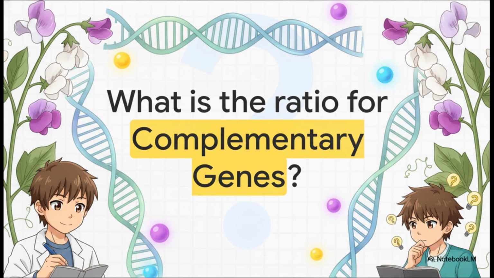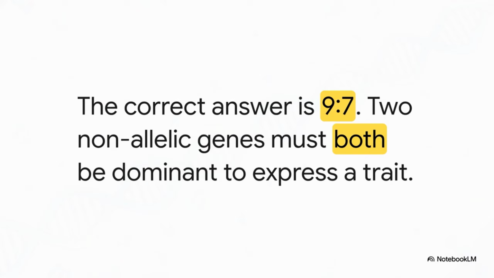Question 9 is definitely a tough one. What is the phenotypic ratio for complementary genes, specifically looking at Bateson and Punnett's study on sweet peas? 10 seconds if you can pull this specific interaction out of your memory bank. It's the 9:7 ratio. This is such an incredibly unique interaction because two non-allelic genes must absolutely both be dominant to express the trait. If literally either one is missing, the trait just fails to show up altogether.